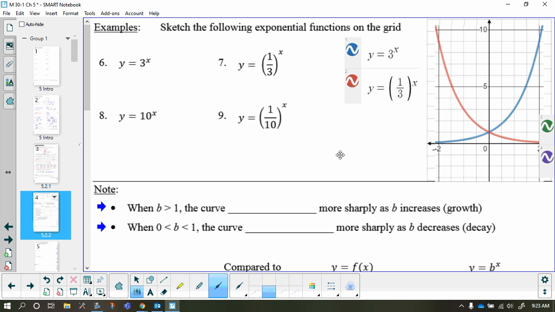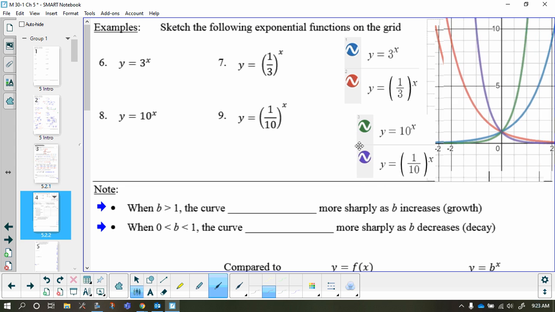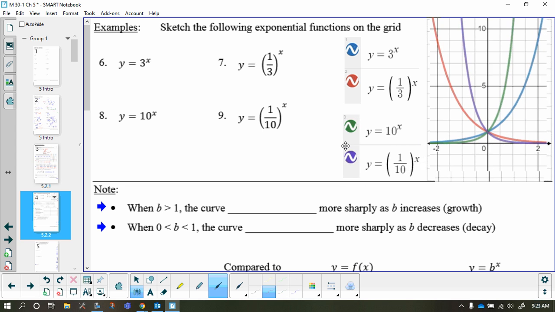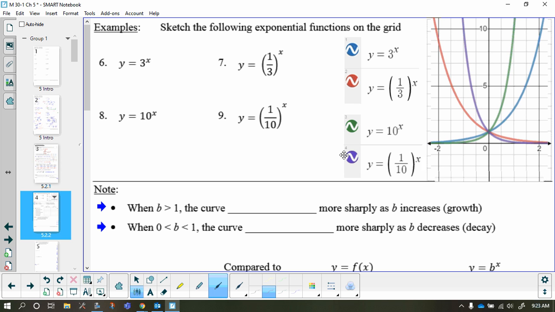If I have a larger base, then my graph grows more quickly, or if my base is closer to 0, my graph decays more quickly. So here's what the 4 graphs look like together if we put them all on one grid. And you can see that this y equals 10 to the x grows the quickest as we go from left to right, and then the 3 to the x grows more slowly. And again, the base of 10 and the base of 1/10 are mirror images, reflections in the line x equals 0, which is the y-axis.